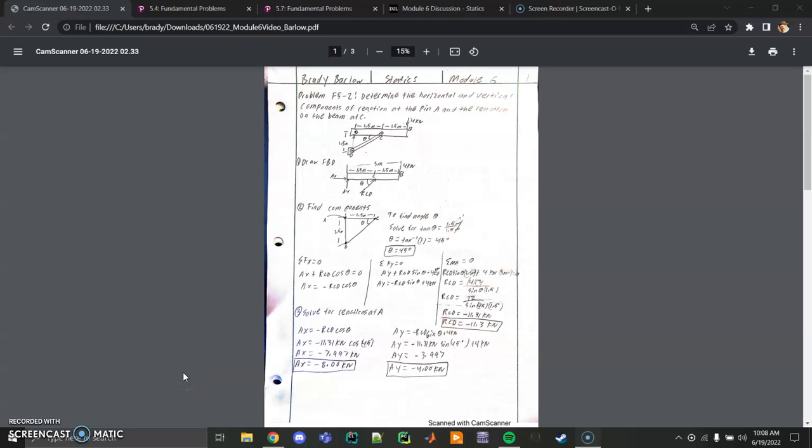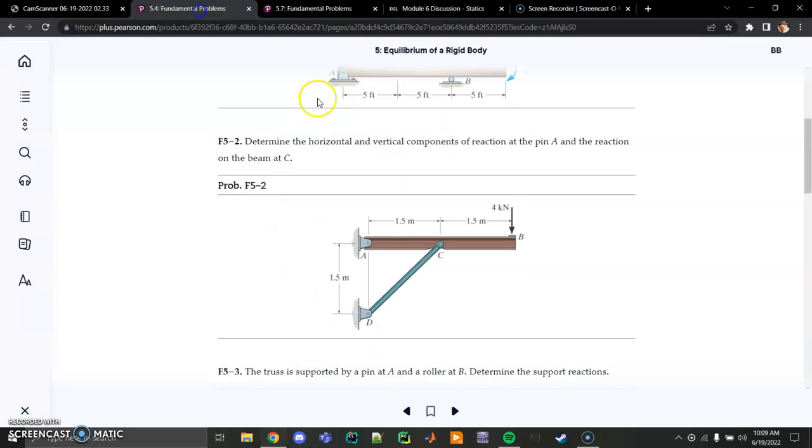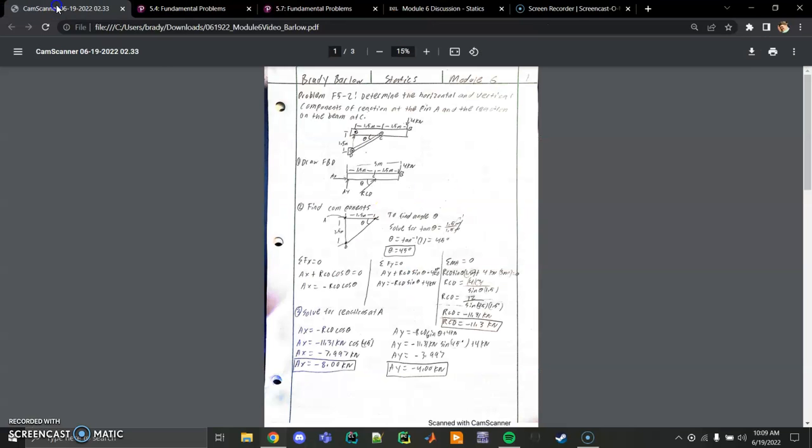Okay, to start off, I started with problem 5-2, which states: determine the horizontal and vertical components of reaction at the pin A and reaction of the beam at C. As you can see, I tried my best to draw the picture, but it's always better looking in the book. The first step I took at solving this problem was to draw the free body diagram.